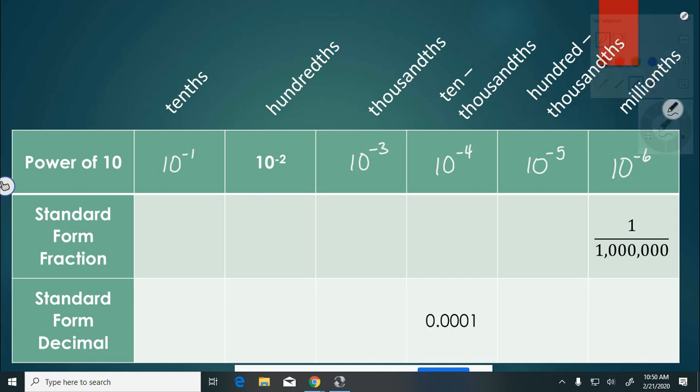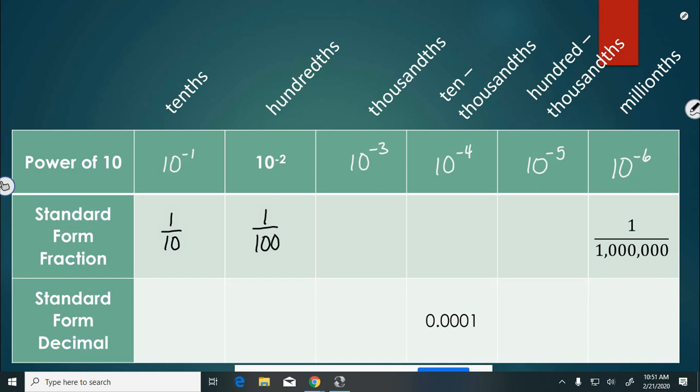Okay, so continuing to build on that, underneath each one, we can write it as a fraction. So remember our negative exponent rules. When you have a negative exponent, it flips the base and makes it the reciprocal. So 10 to the negative first is like 1 over 10 to the first, which is just 1/10. 10 to the negative second is like 1 over 10 squared, which is 1/100th.